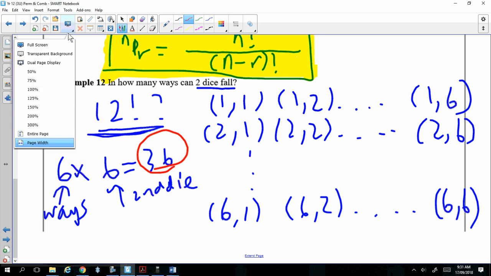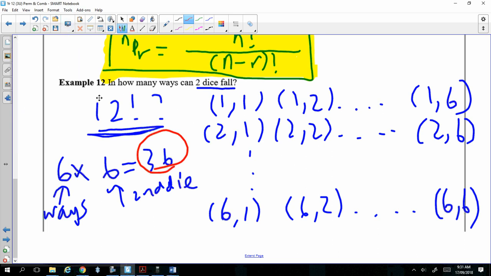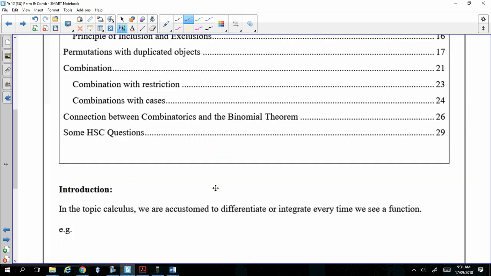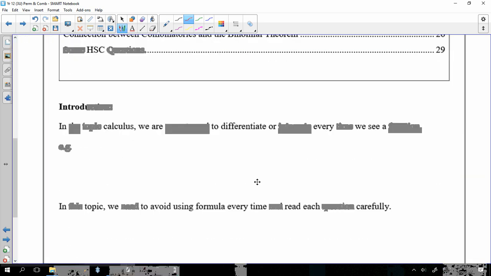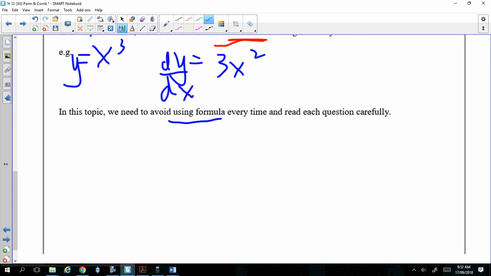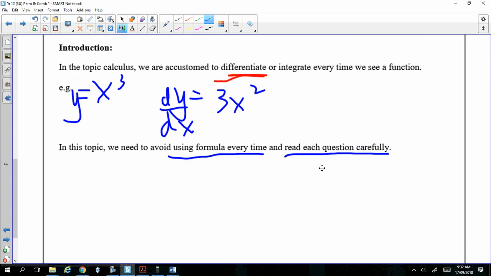Now, this comes back to the comment I have on page 2. If you go back to page 2, because we are accustomed to doing differentiation, every time we see a function, we just go, okay, that's the formula, dy over dx is 3x squared. Now, in this topic, we need to avoid using a formula every time and read each question very carefully and analyze them in detail. So let's do more questions.